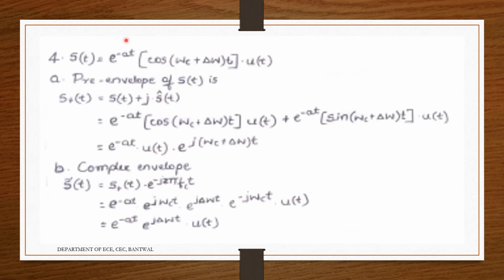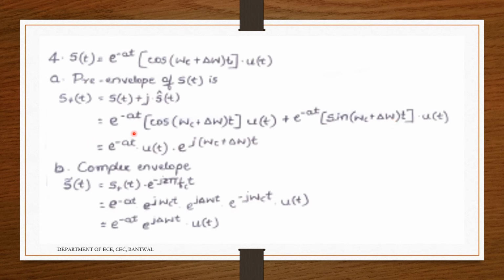Another problem we are going to solve about this one. s(t) = e^(-at) cos((ωc + Δω)t) u(t). The pre-envelope of s(t): s+(t) = s(t) + j ŝ(t), that is equal to e^(-at) cos((ωc + Δω)t) u(t) + j e^(-at) sin((ωc + Δω)t) u(t).